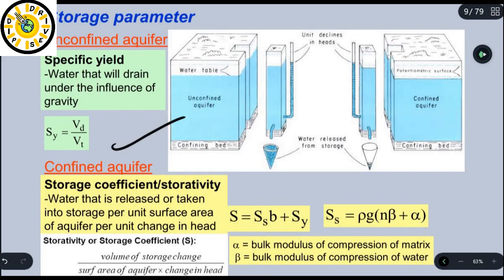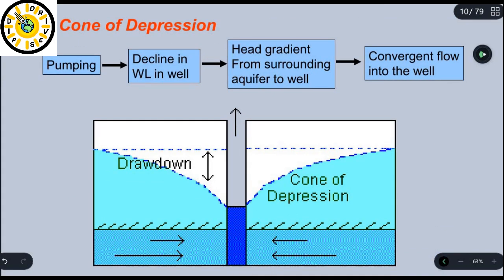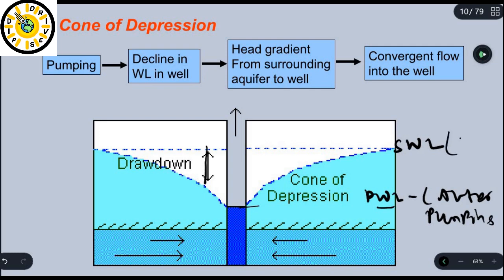I already stated this. So this is the drawdown. This is called the static water level and this is called the pumping water level. Pumping water level is after pumping, and static water level is before pumping, and this is called the radius of influence.